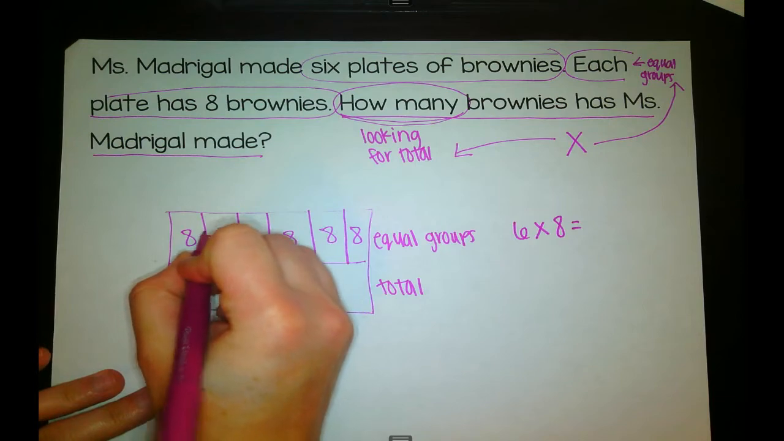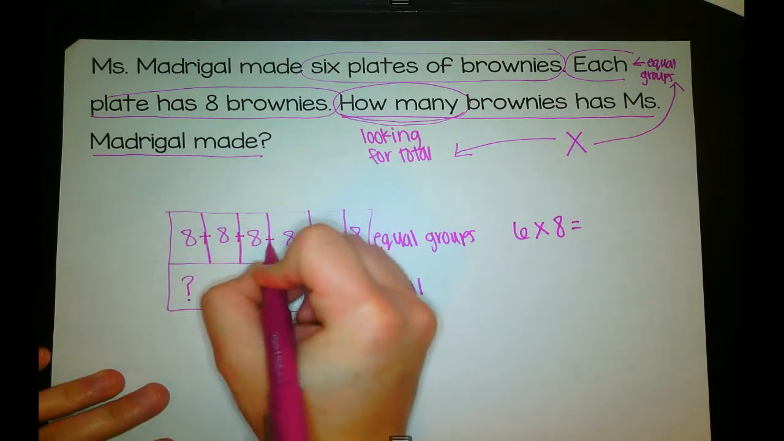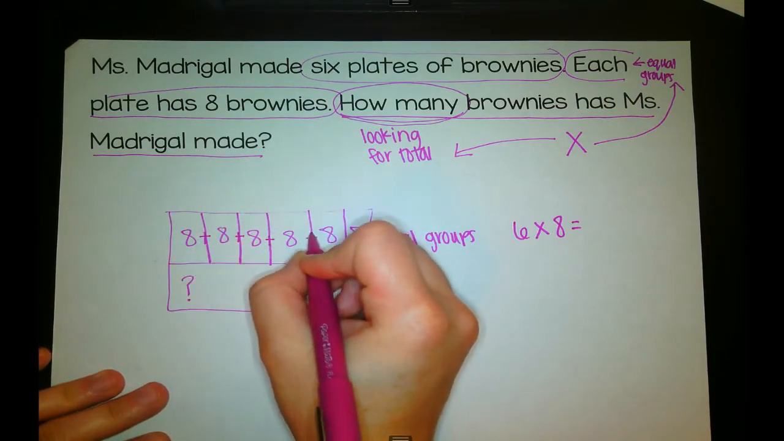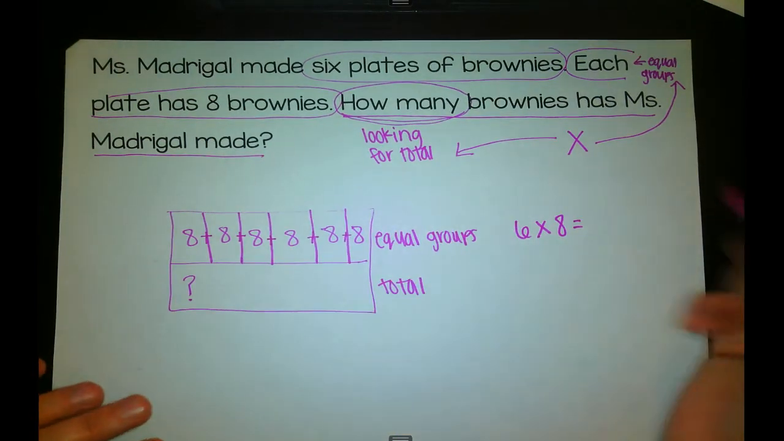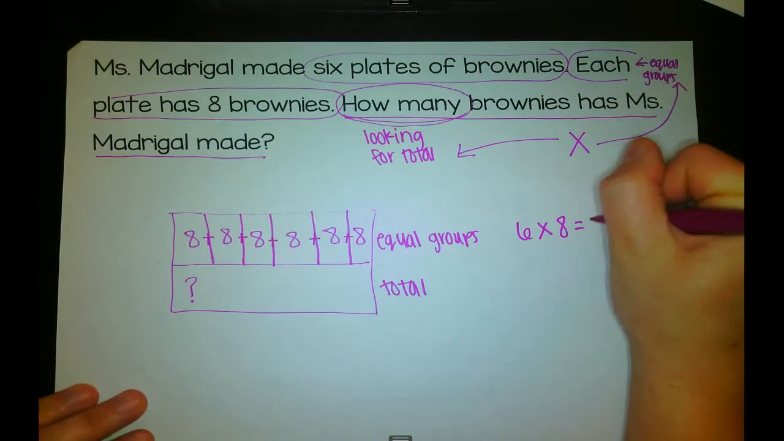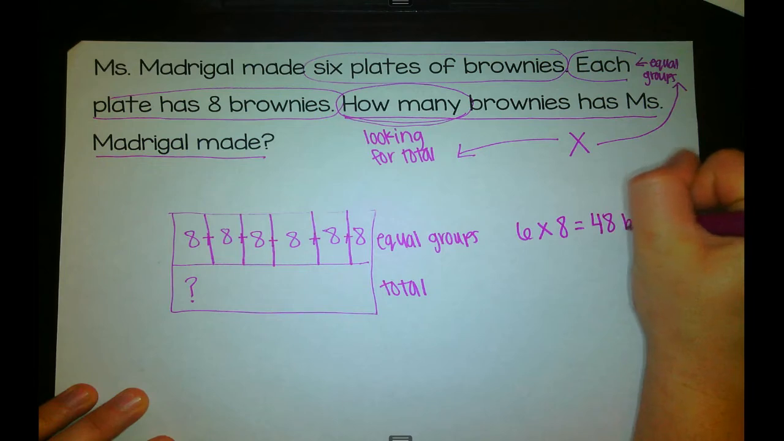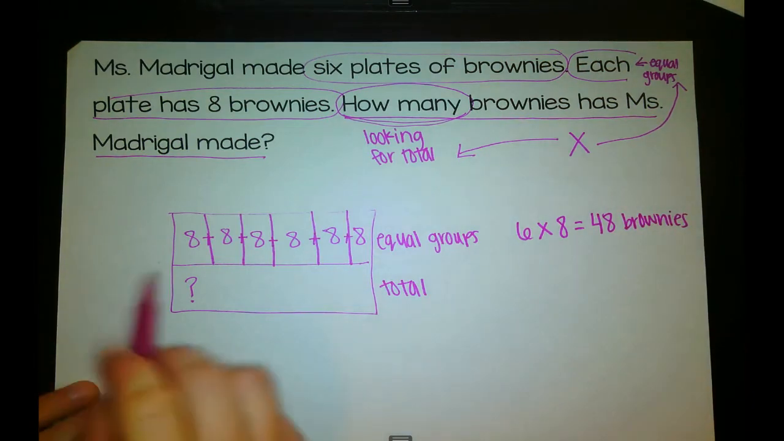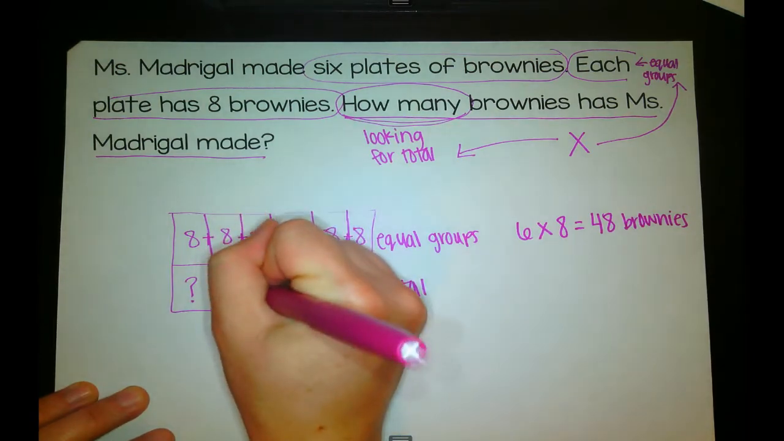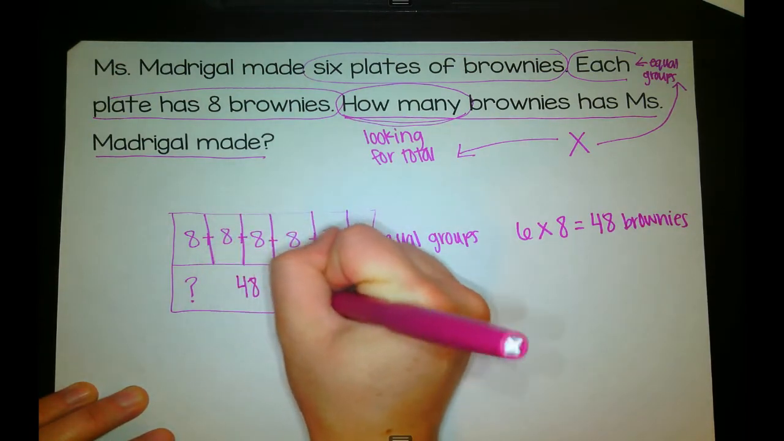Or I could go through and use repeated addition and add 8 plus 8 plus 8 plus 8 plus 8 plus 8 together. We know 6 times 8 equals 48. We've been practicing using extra math and working on that facts fluency. So 6 groups of 8 is 48 brownies.